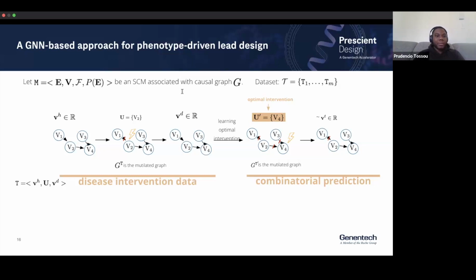Yeah. So those changes in the graph will also be partially affecting the treated state, so the state after the intervention.